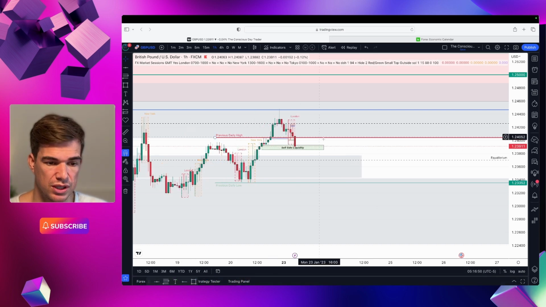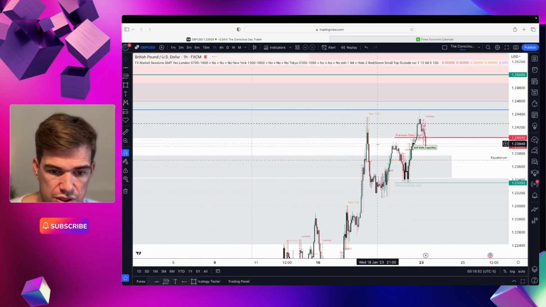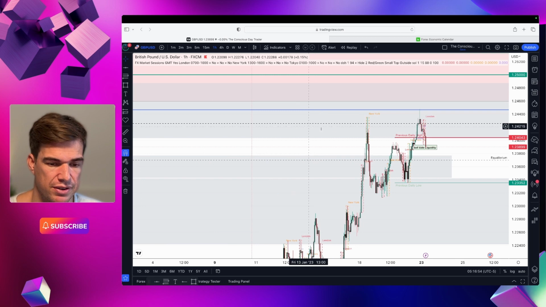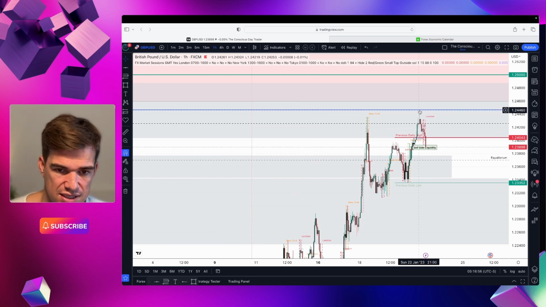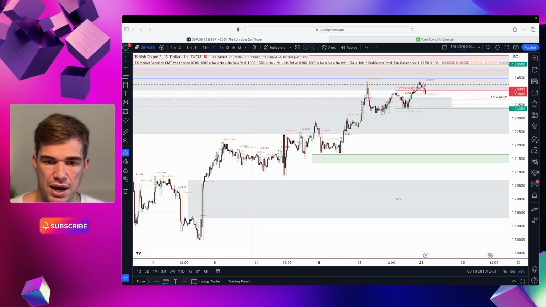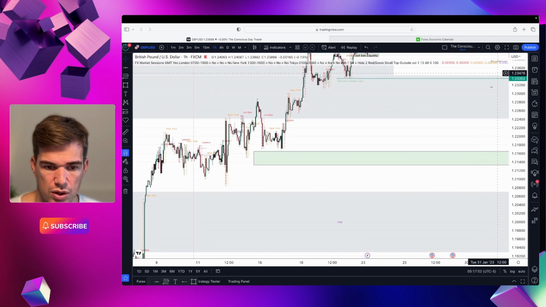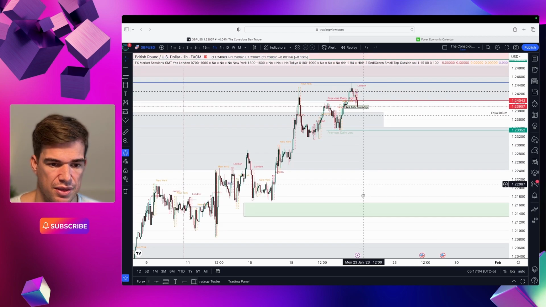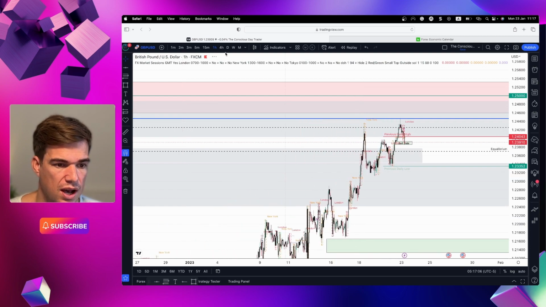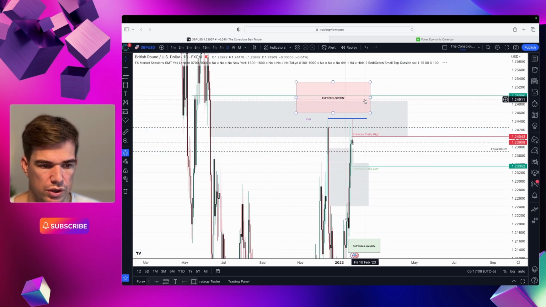This is the pound dollar. And what I want you to see, I've identified some areas. First of all, like with any ICT video, we're going to identify bias. And as I said, I shorted the market even though I have an idea that the pound dollar wants to go higher. And where will it want to go?